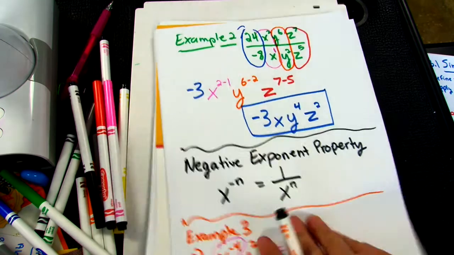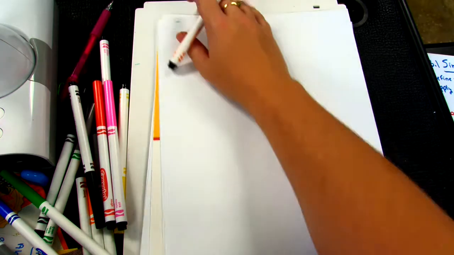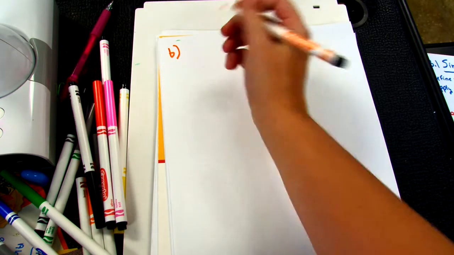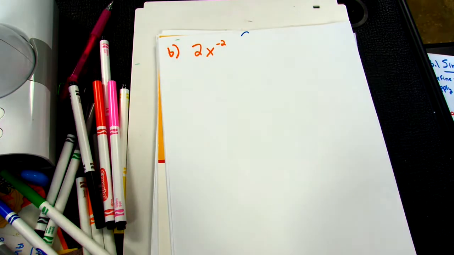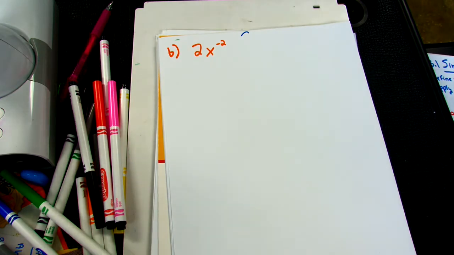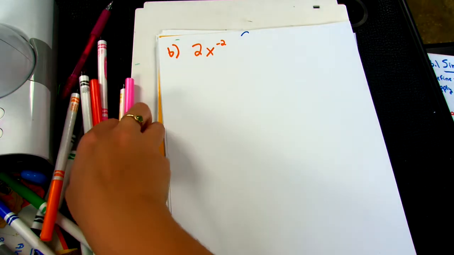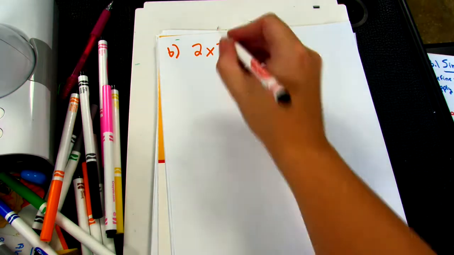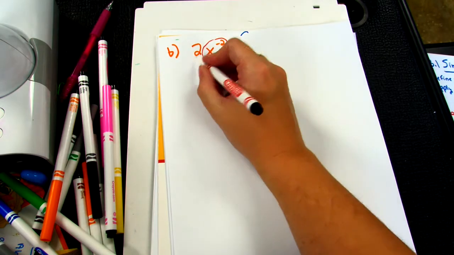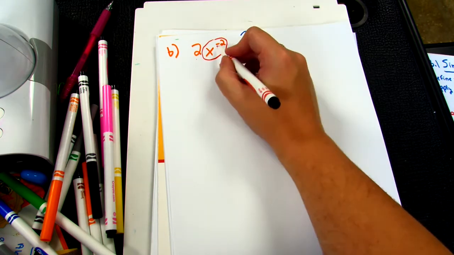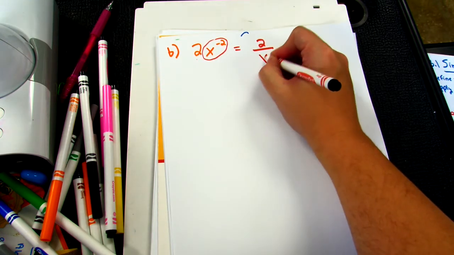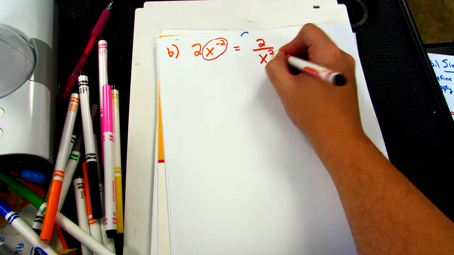All right, let's look at some more examples like that. Let's do part B. So this one is going to be 2 times x to the negative 2. Again, very important to remember, the only thing that's moving is what's attached to the negative exponent. So the 2 will stay in the numerator, and then the x to the negative 2 will move to the denominator, but will become x to the positive 2.